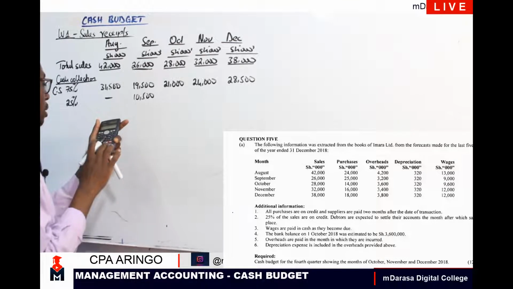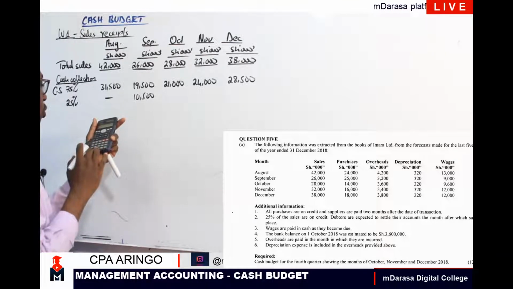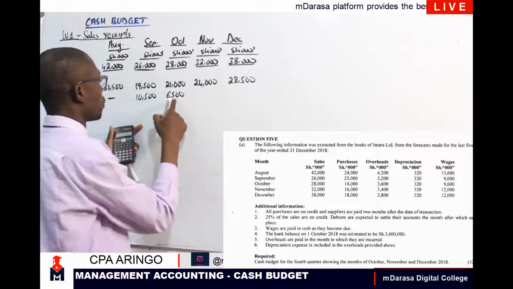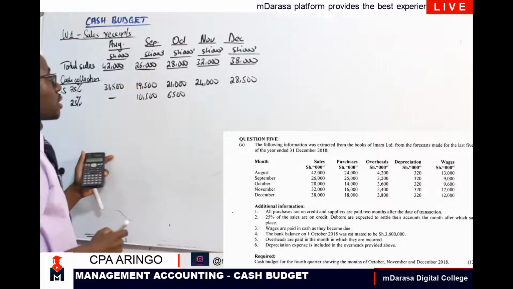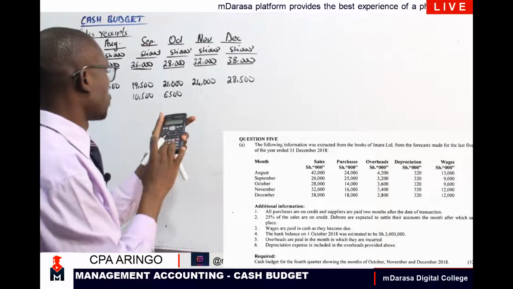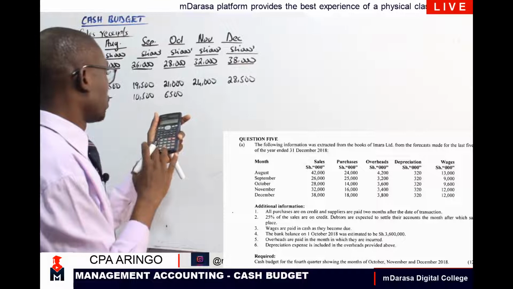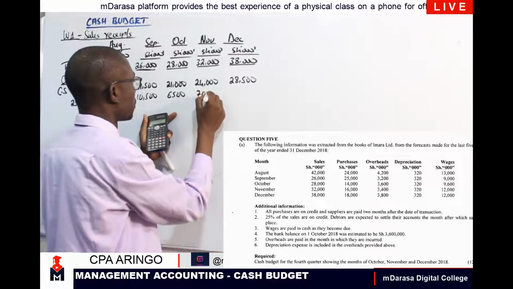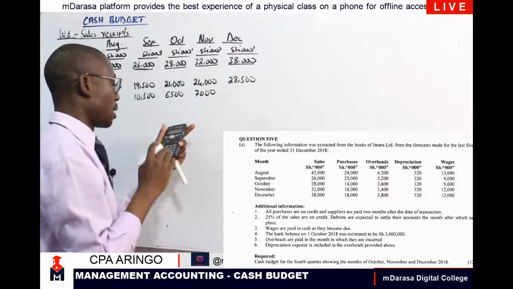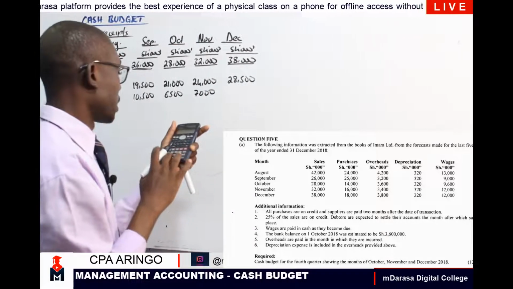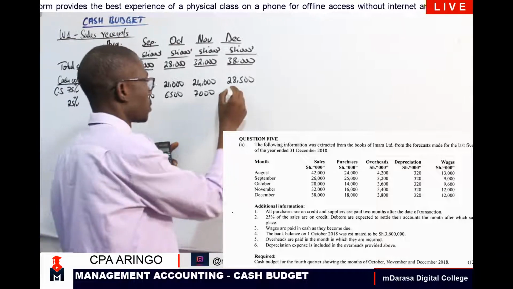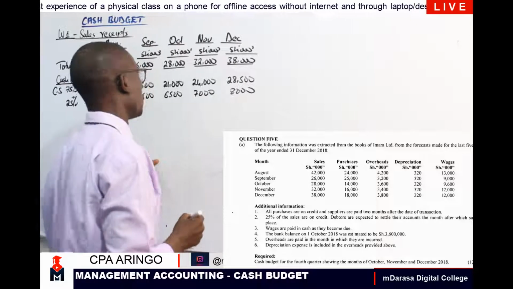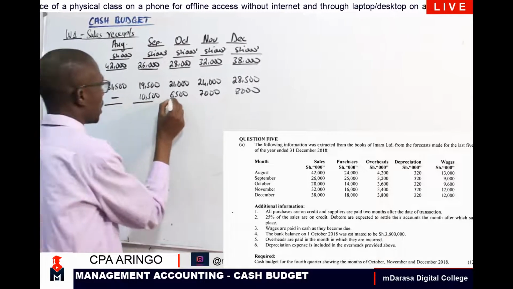25% of September, I'm going to collect in October, which is 6,500. I'm talking of 25% of 26,000. In November, the same case applies: 25% of the sales in October, which is 28,000, I'm going to have 7,000. Then in December, I'm having 25% times 32,000, which should give us 8,000. So these are our collections.